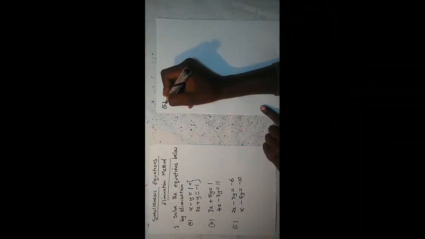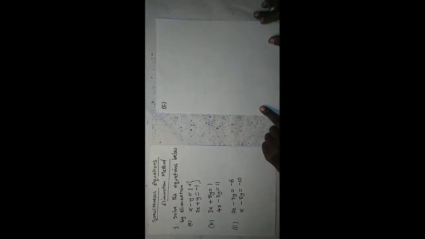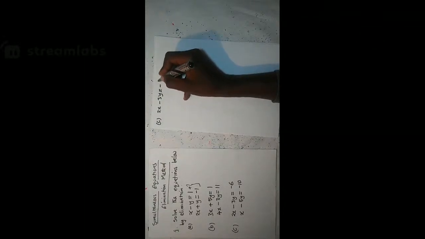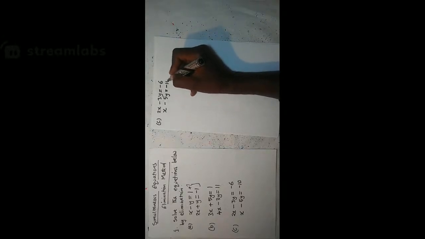Okay, so now let's go to the last equation. Okay, so our last equation. So we come to our last equation here, part C of the question. In part C of the question, we are saying 2x minus 3y is equal to negative 6, and x minus 5y is equal to negative 10.